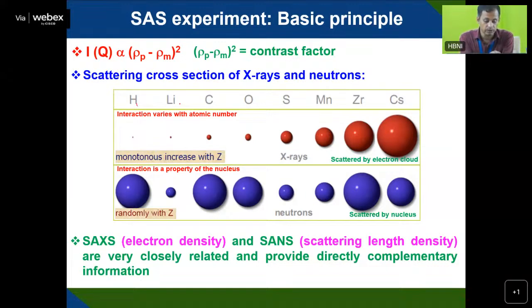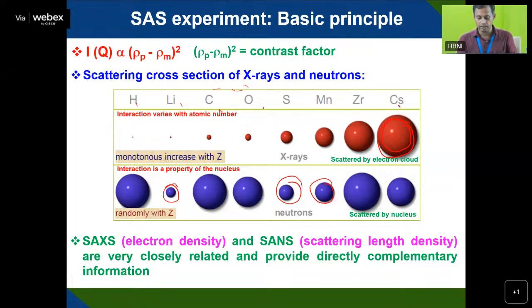You can see hydrogen, lithium, oxygen, through to cesium, with the cross-sections of X-rays and neutrons by Z value. For electrons, a large Z value gives a bigger scattering interaction, but for the nucleus it varies randomly. Hydrogen is quite large, lithium is quite small, then carbon, and neutron scattering from sulfur or manganese is quite low. In the case of X-rays, electron density increases with Z value, so you have electron density dependence in small angle X-ray scattering.